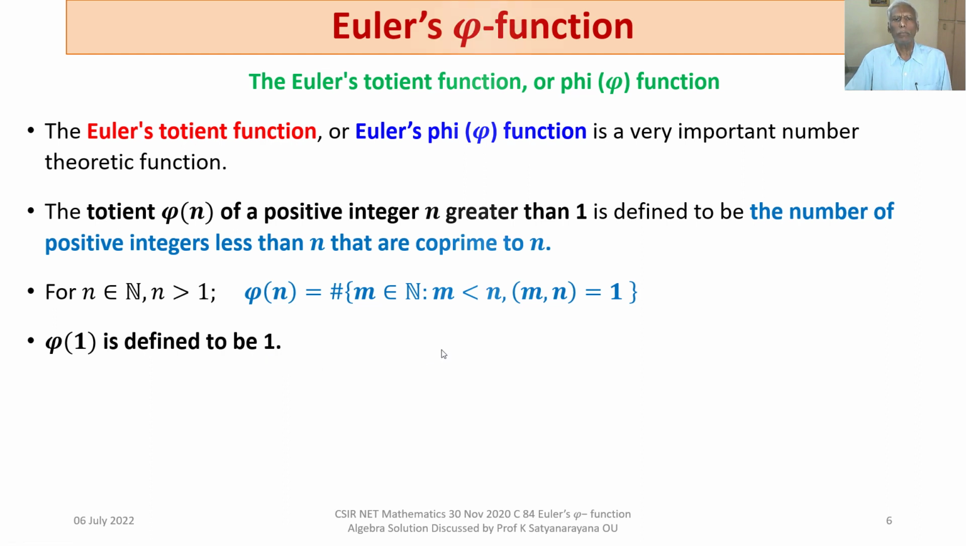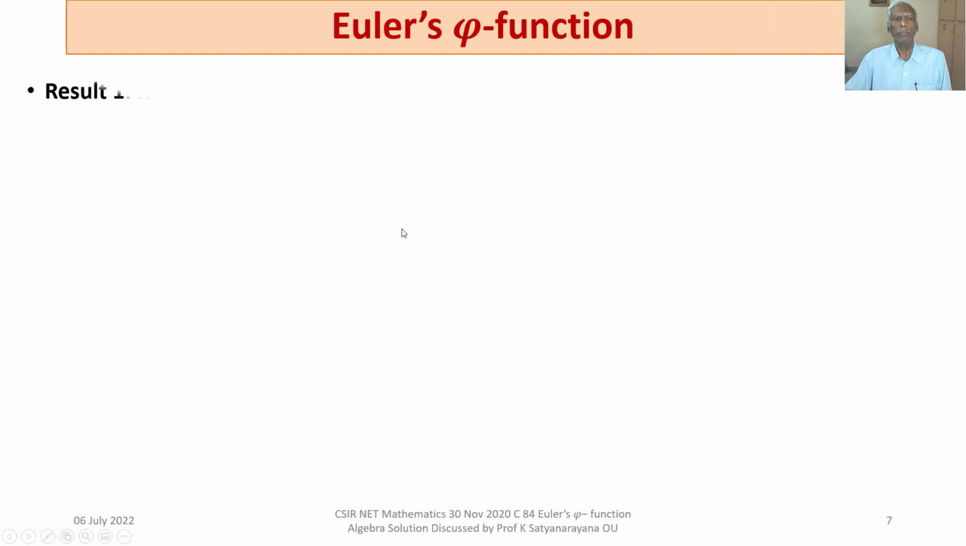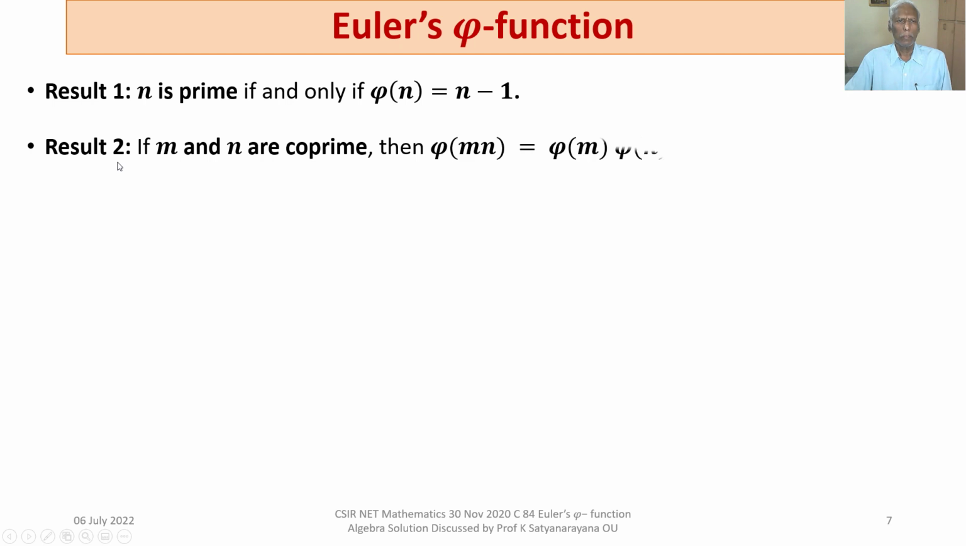We now see some of the properties of the Euler's phi function. First result, n is prime if and only if phi of n is equal to n minus 1. Result 2, if m and n are co-prime, if their GCD is 1, then phi of the product mn is equal to the product phi of m into phi of n.